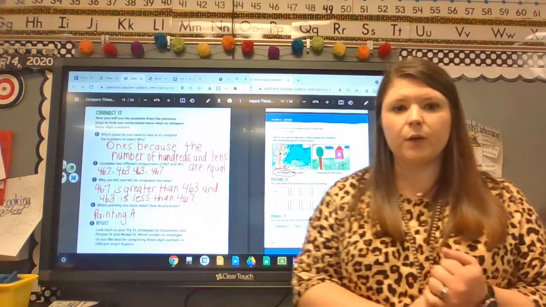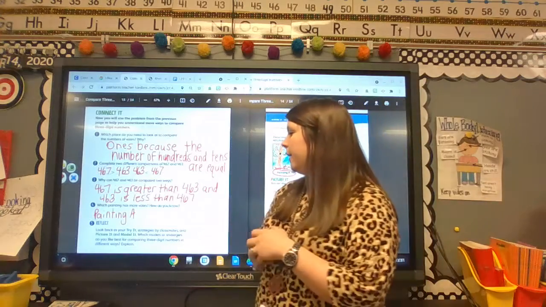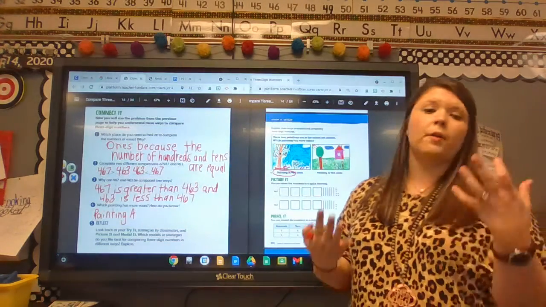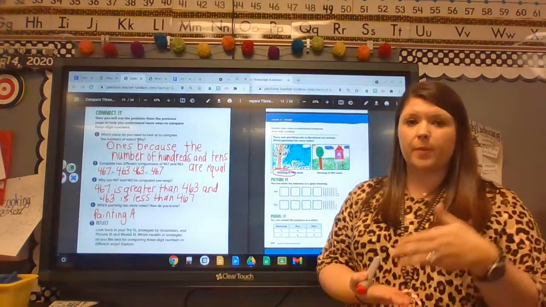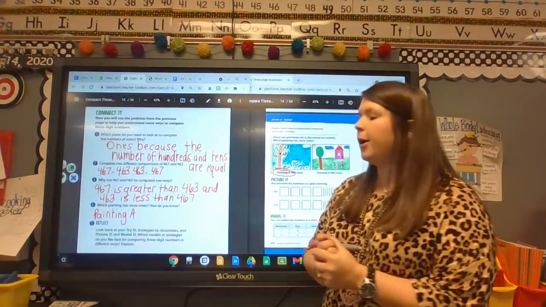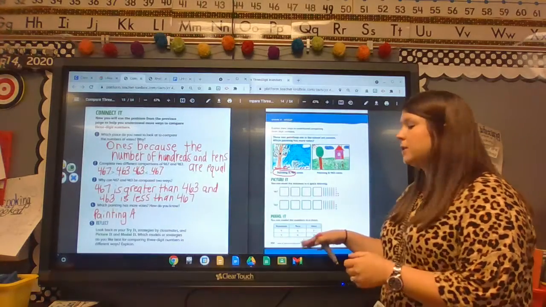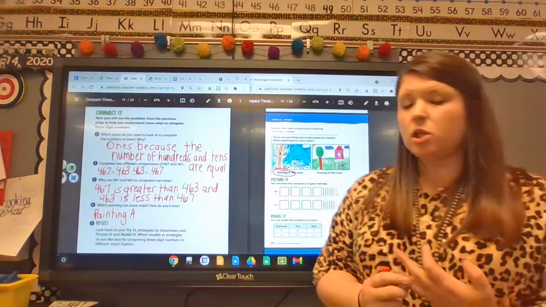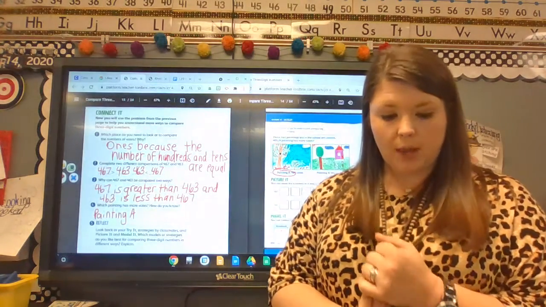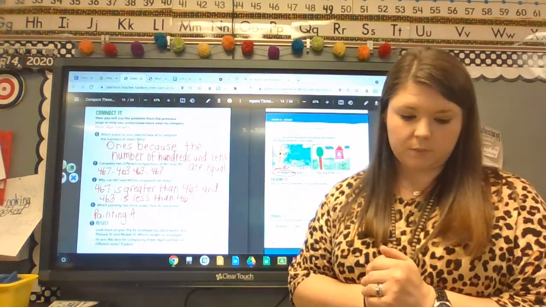All right, guys, now we're going to reflect on our learning target again here and think about which model or strategy you like to think about when comparing your numbers. Do you like to use a picture? Do you like to use a place value chart? Do you like to use expanded form? Okay, I want you to reflect on that question.